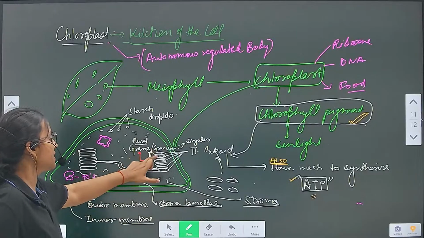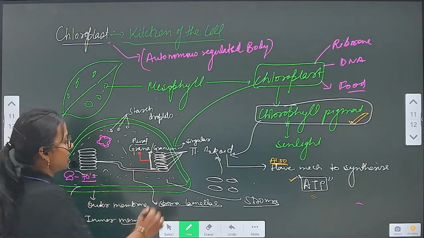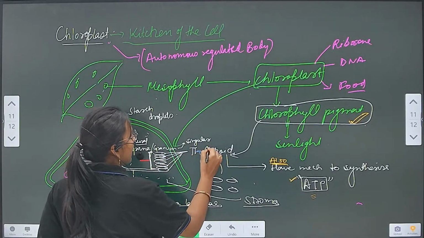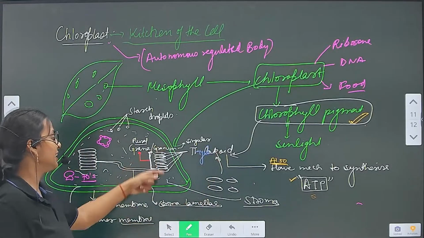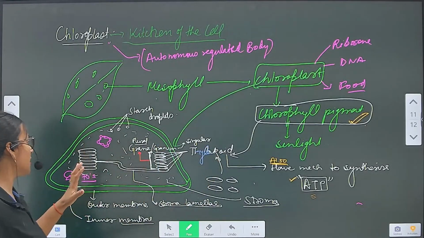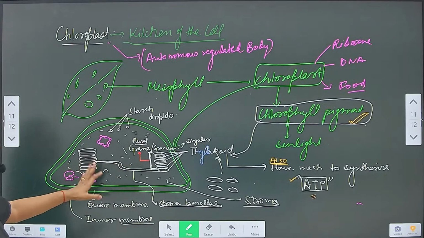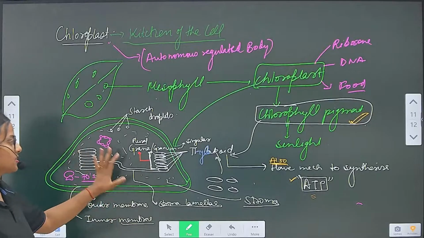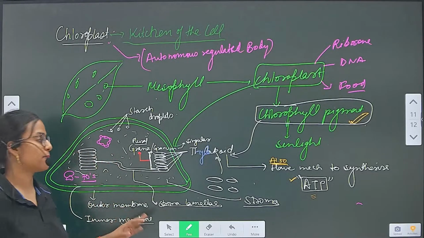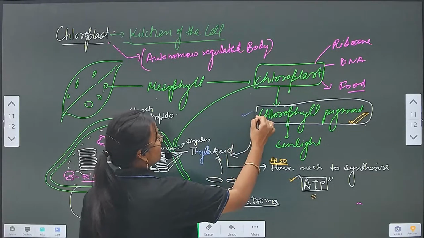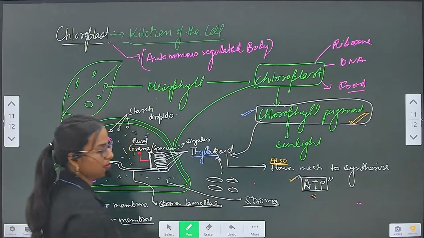Then a single unit is called a thylakoid. The entire stack is called grana. The interconnection between the grana is called stroma lamellae. Basically, where are the pigments present? Chlorophyll pigments are located in the thylakoid membrane.